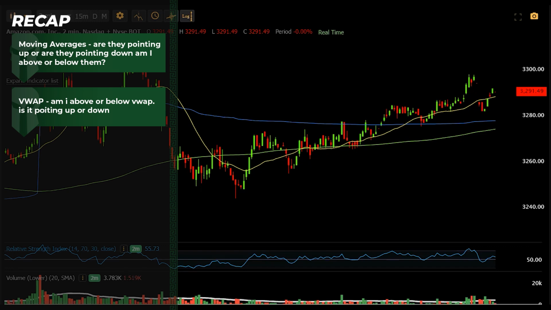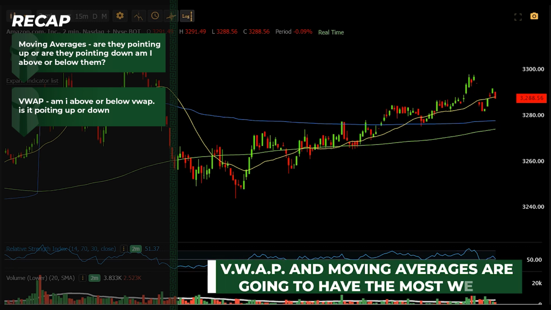I want to take a moment and point out that you can see that by utilizing this price action strategy, VWAP and moving averages are going to have the most weight.